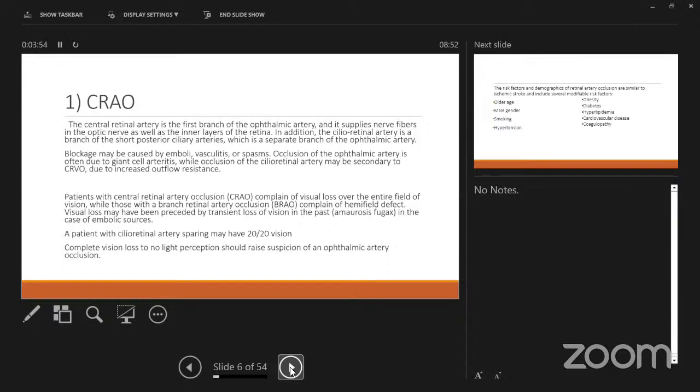The patients with CRAO generally complain of visual loss over the entire field of vision, while those with BRAO complain of a hemifield defect. Patients can also have amaurosis fugax. The patient with cilioretinal artery sparing generally has a central sparing lesion, so they can have 20/20 vision. Complete loss of vision to no light perception should raise suspicion of ophthalmic artery occlusion. In CRAO, no light perception generally does not occur, and if that is present, then the site of obstruction can be at the ophthalmic artery.